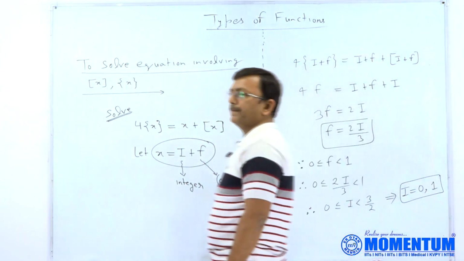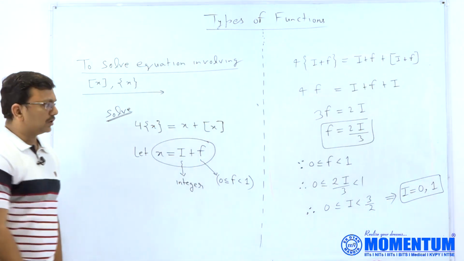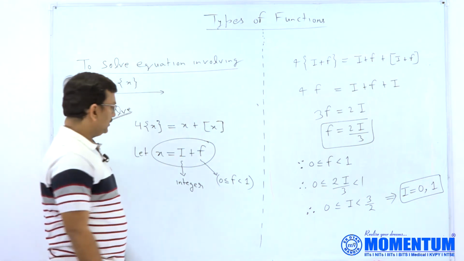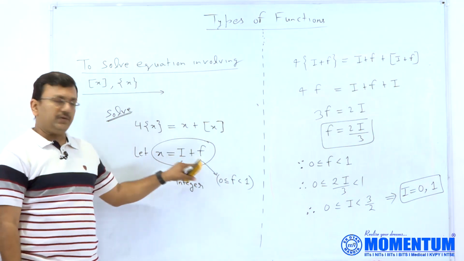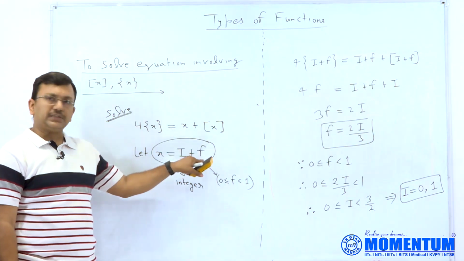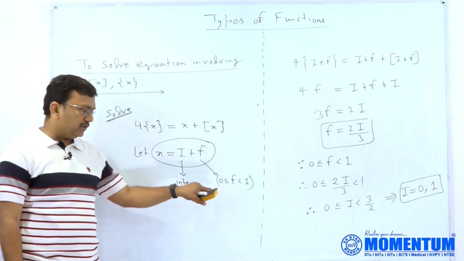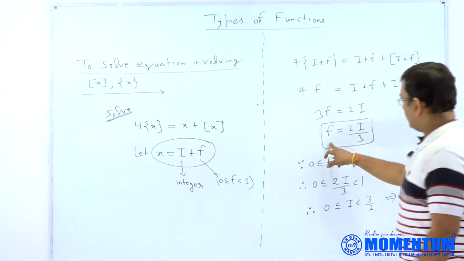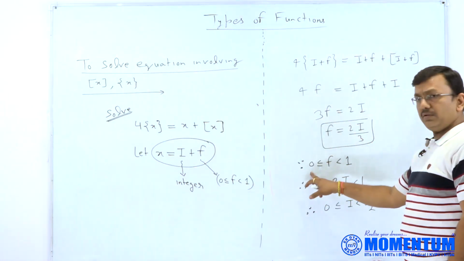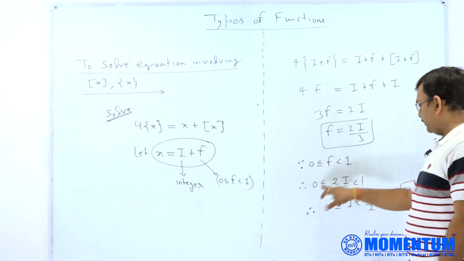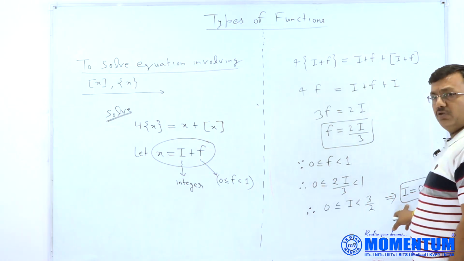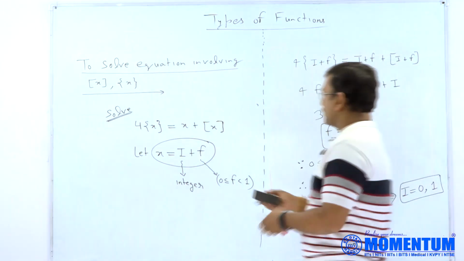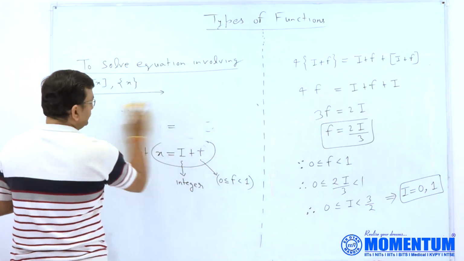Students, are you getting it? We are talking about solution of equations involving greatest integer and fractional part. So let us assume x equal to I plus f, where I is integer, f is a fraction. Since f is a fraction, its value will be in between 0 and 1. I have got the relation between f and I. Now using the point that f is in between 0 and 1, I am able to decide the value of I. Now f is equal to 2i by 3.